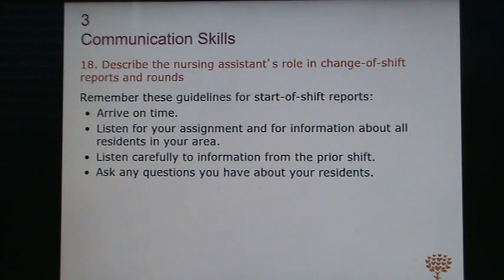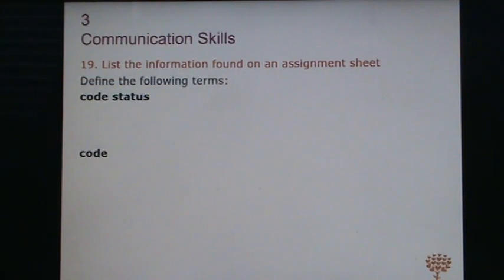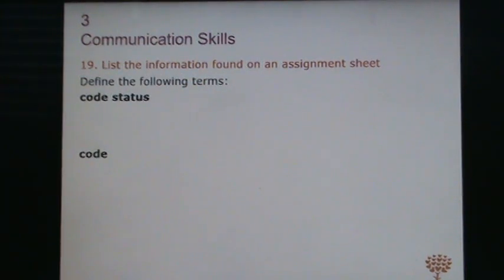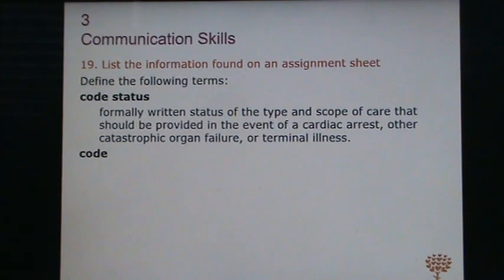Arrive on time, listen to your assignment, gather your supply. Again, prioritize your work. And at the end of shift, you always have to give report to the shift that is coming on. Code status. Code status means that a resident has formally indicated whether they will need CPR or not if they were to have a cardiac arrest or they become unconscious. Will they want CPR or not? Okay, so if they want CPR, they are considered to be full code. If they don't want CPR, then that is DNR, do not resuscitate. But we'll cover that more in another class.